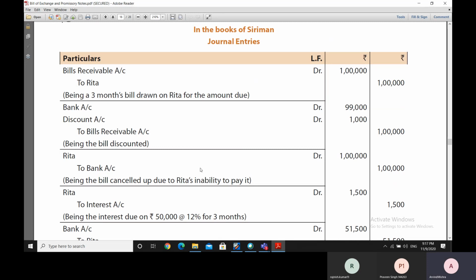So in fact, we had earlier squared off this bill receivable account and we had got the amount from the bank, but here our bank will again collect the amount from us. So therefore the bank account has been credited with 1 lakh rupees.